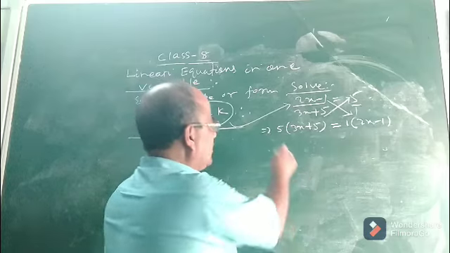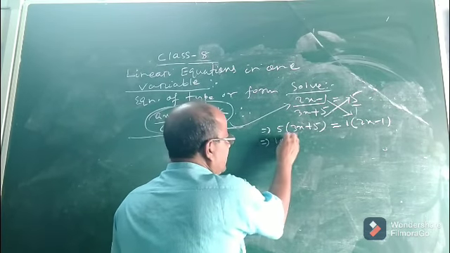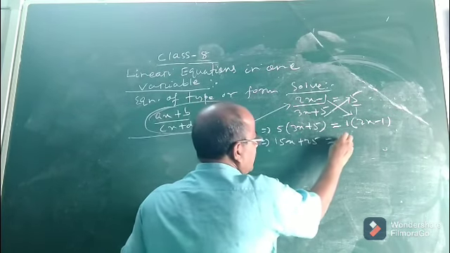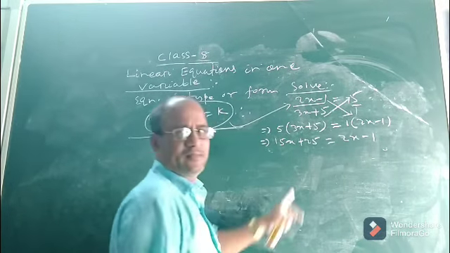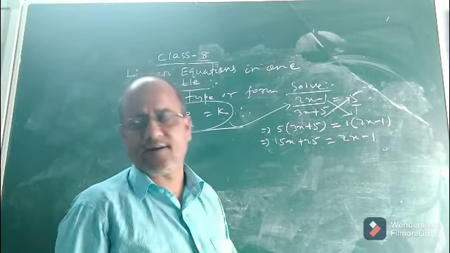Now you can easily do. So 5 into 3x is 15x plus 25. This will be 2x minus 1. See, now we will apply transposition, what we had read in class 7.